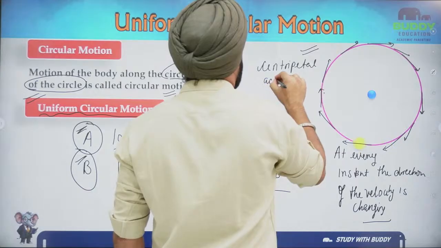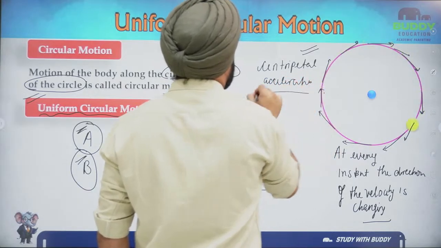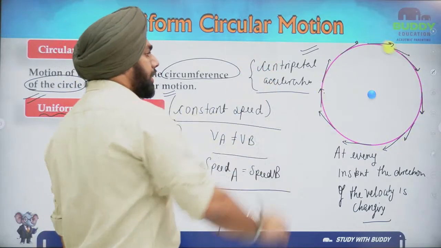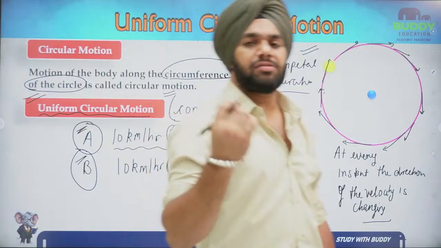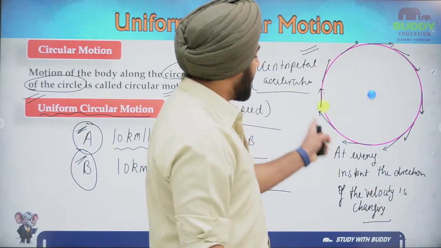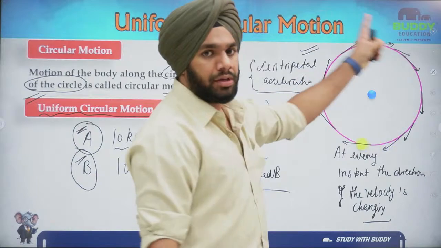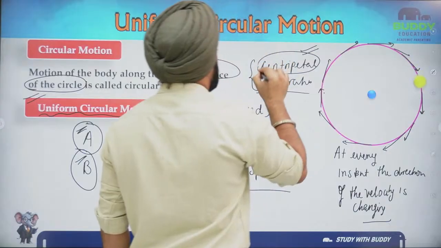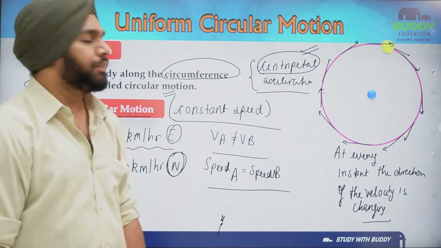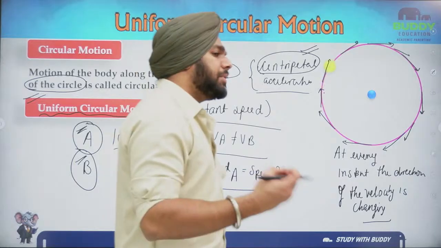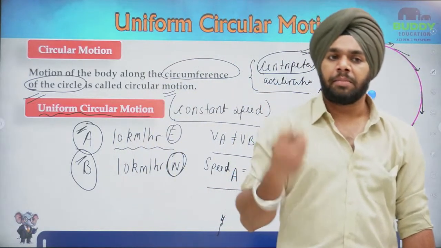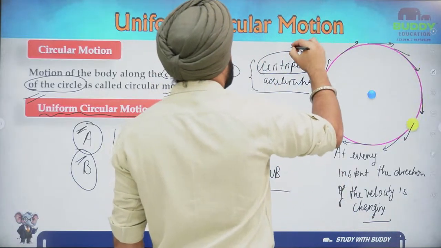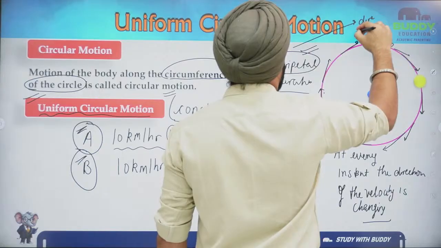When we talk about centripetal acceleration, it is just responsible for changing the direction of the velocity, not the magnitude. Okay, and this acceleration is acting towards the center, that is why we call it centripetal acceleration. Got my point? Remember that this centripetal acceleration will change the direction of the velocity.